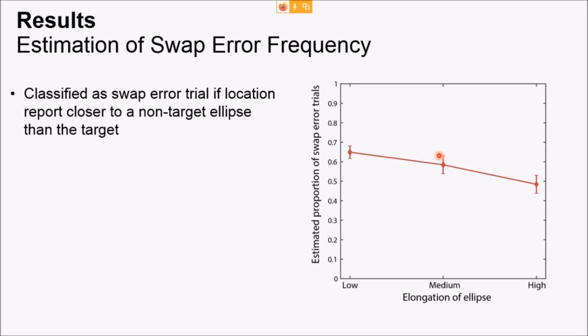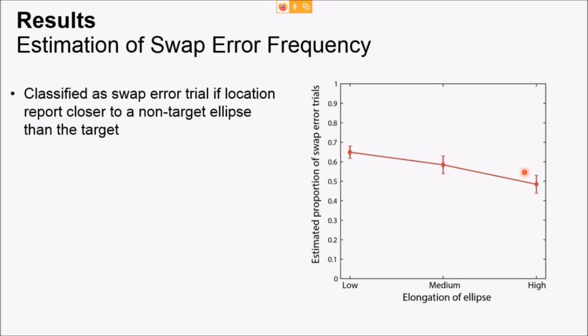To generate a quantitative estimate of the swap error frequency, we calculated the proportion of trials where the location reported was closer to a non-target item than the target. And if the feature variability account of swap errors is accurate, then we would expect this to decrease as elongation increases. And that's the result we see here on the right.